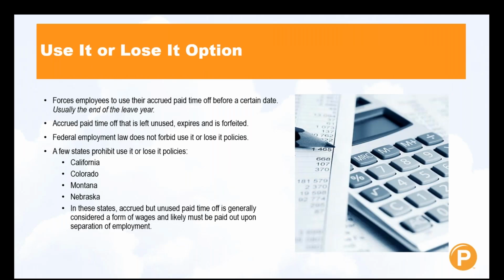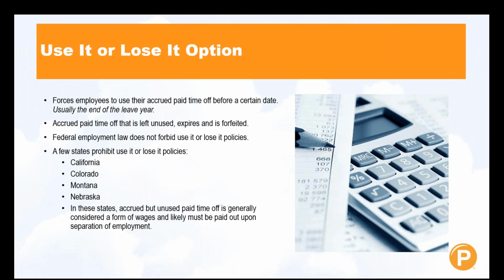So let's talk about this use it or lose it option I brought up. Use it or lose it is exactly what it sounds like. There's no fancy name. It forces employees to use their accrued paid time off before a certain date, usually the end of the leave year. If they don't use it, they lose it. Accrued paid time off that is left unused expires and is forfeited.